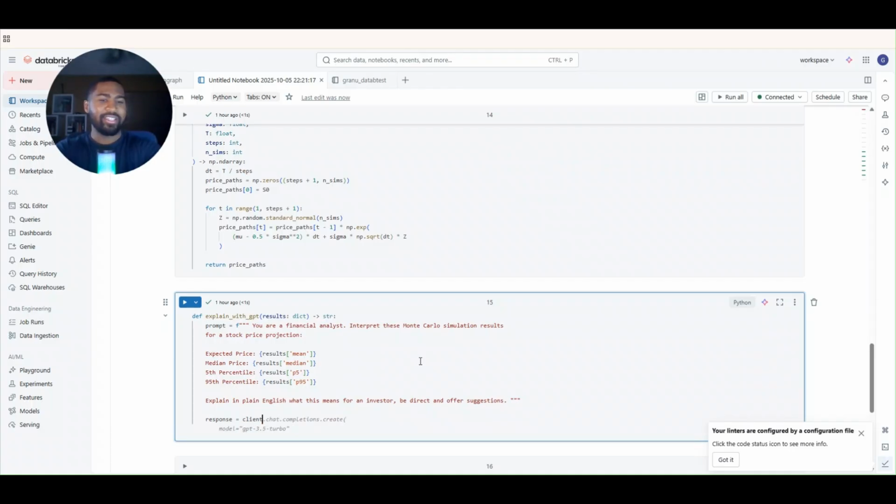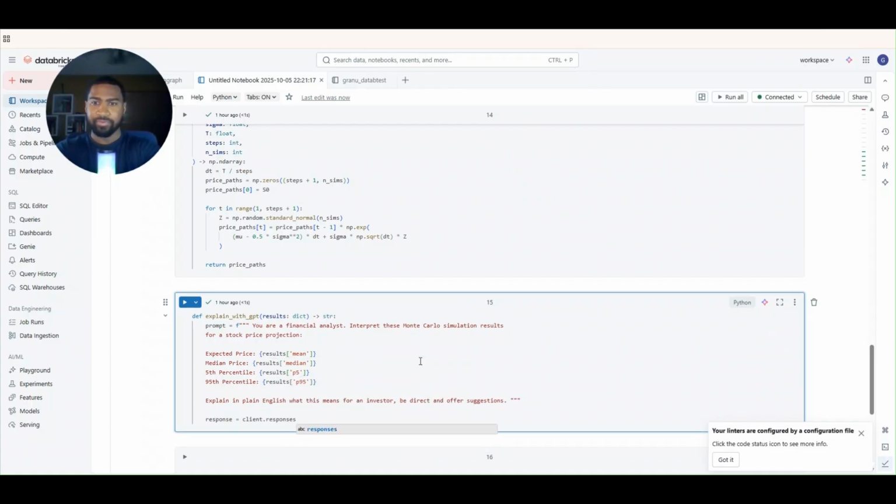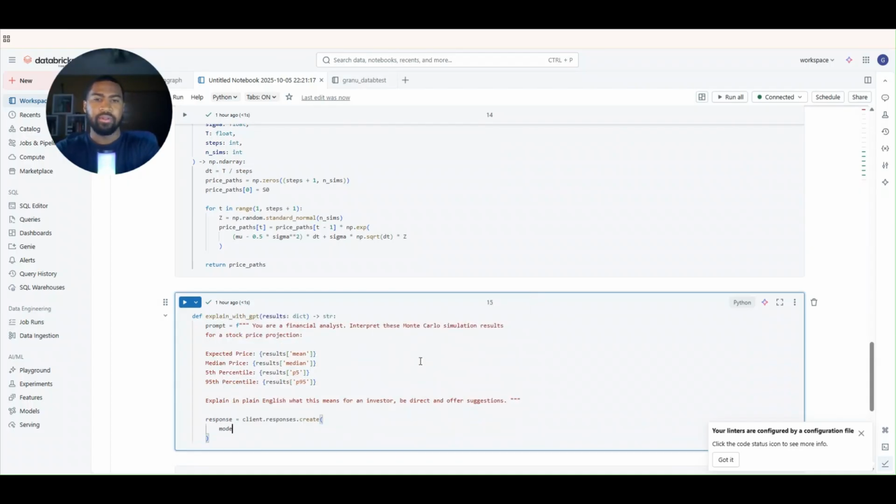So anyways, client.responses.create, and let's do model. We're going to use GPT 4.1 mini for this. I think it goes like this, mini? Can't remember, it might be like that. Either way, if it's not, I'll get an error.